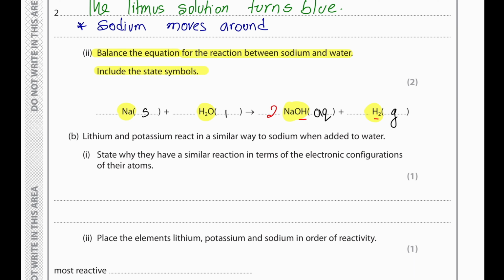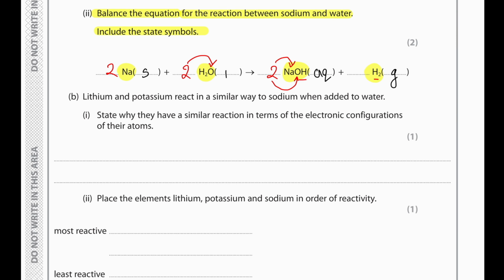So we will put a 2 in front of the sodium hydroxide to make it an even 4 hydrogen. We'll put a 2 in front of the water to make it an even 4 hydrogen. Now we will find ourselves in a situation where we have 2 sodium and we have 2 oxygens. 2 oxygen is already balanced, so let's put a 2 in front of the sodium to balance the sodium. So the equation is balanced with state symbol.